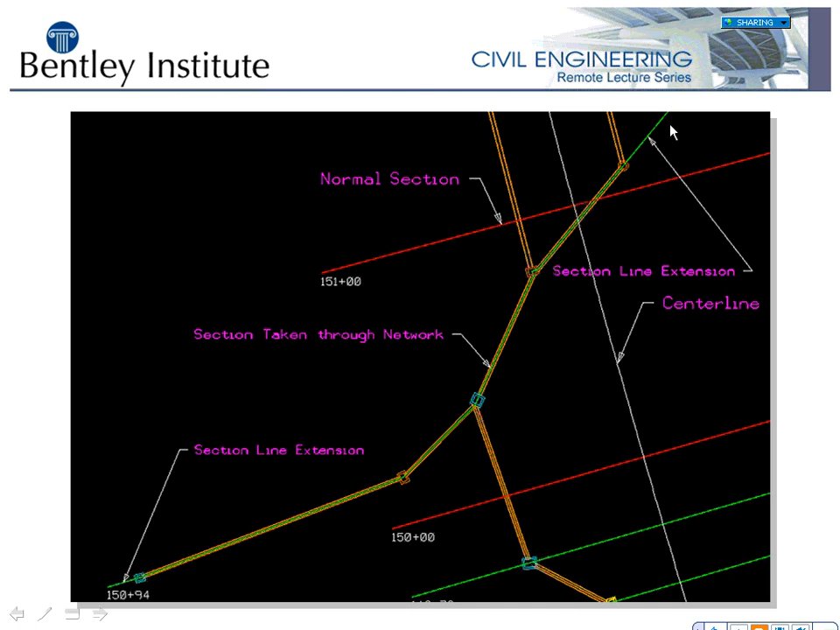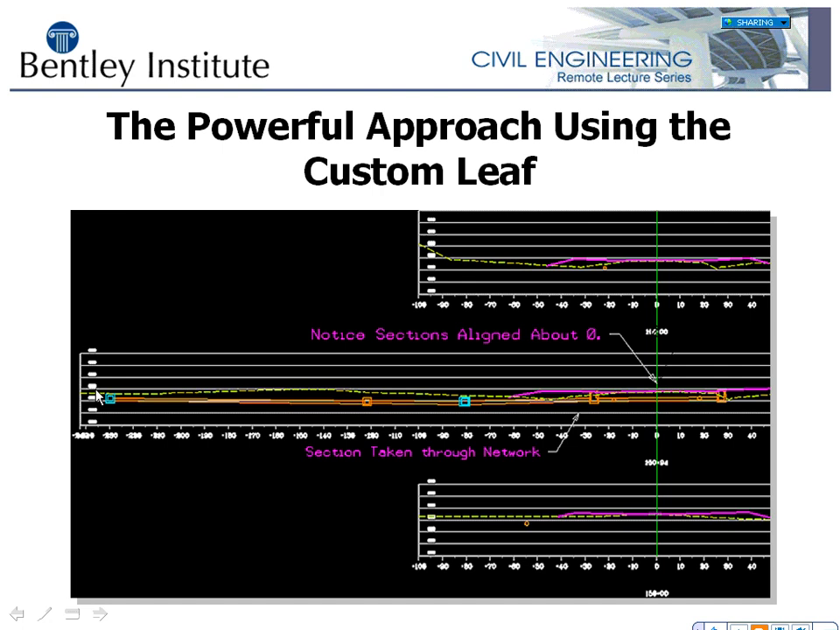And you'll notice that I only wanted to see a smaller amount on the left than I did on the right. Perhaps it was further to my outfall point, or I wanted to see what was going on out there. So this is just to illustrate that you can control that extended part of the section. And if I back up just a second, you can see that we've got more data out here on the right where the terrain is showing than we do over on the left.